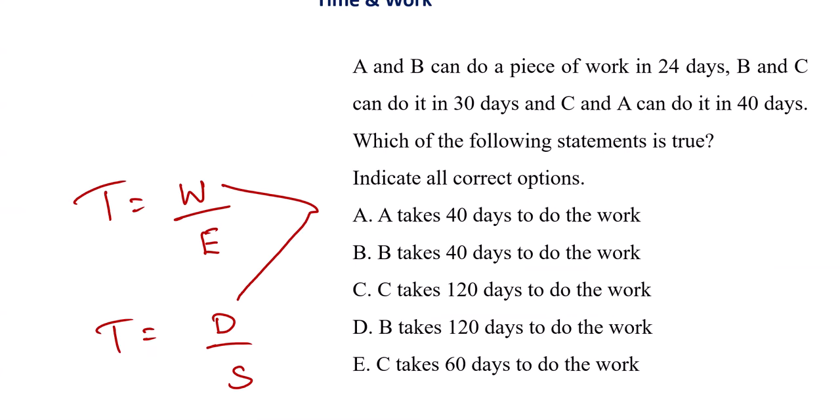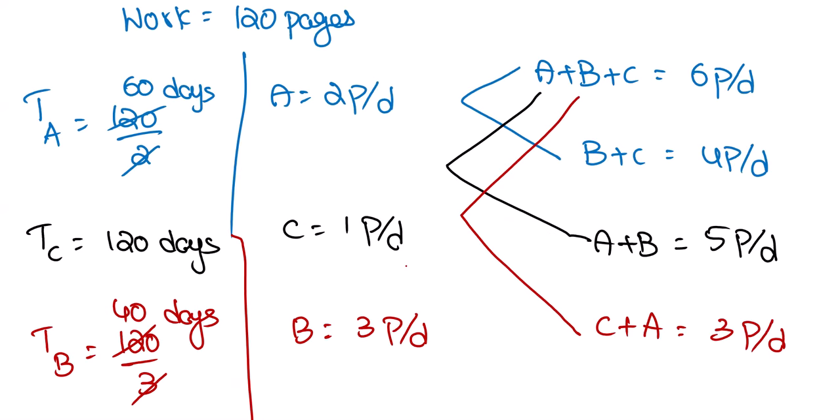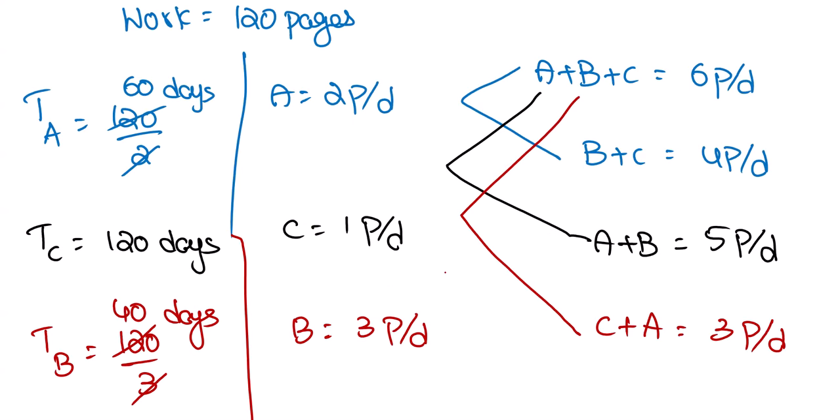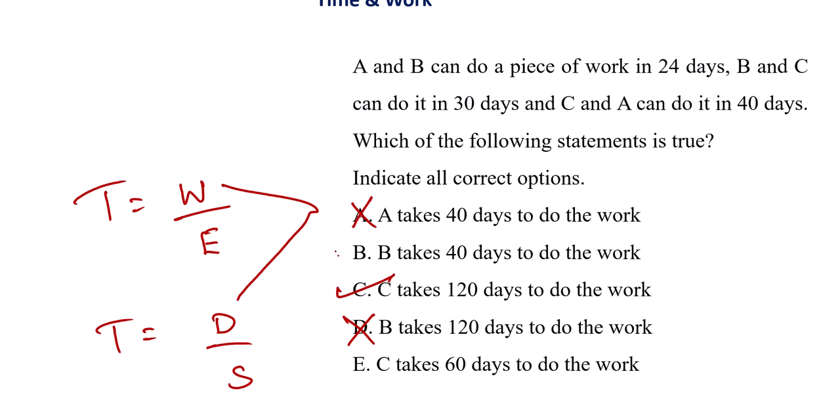Now A alone 60 days. 40 is wrong. A alone 40 is wrong. C alone 120 is correct, not B 120. B 40 days is correct. C 60 days is wrong. So I have two options. I have given multiple correct answers here, but to indicate all correct options, it is mentioned here. Multiple correct answers are there. If you check it out, B and C are correct.